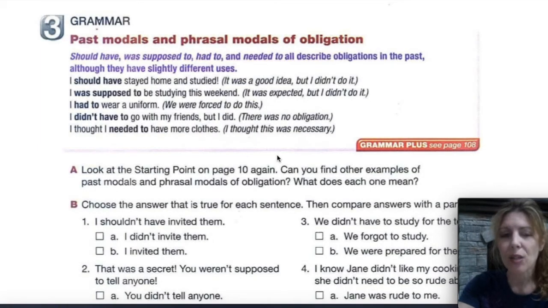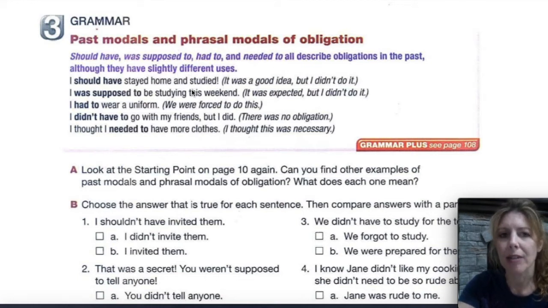We're looking at past modals and phrasal modals of obligation. Okay, that sounds a little complicated, but it's really not. These past modals, phrasal modals, what are modals? Well, they're words like should have, or was supposed to, needed to.